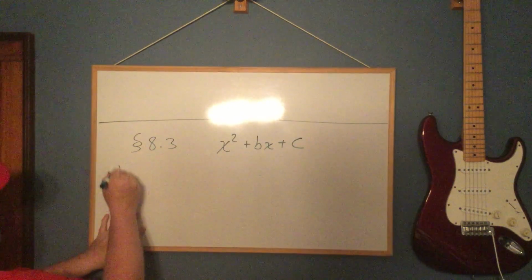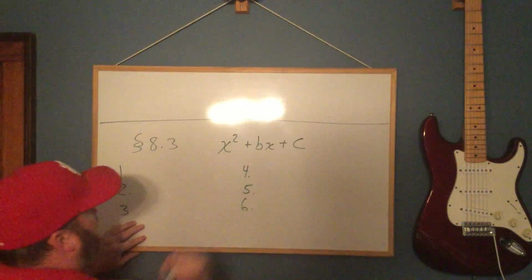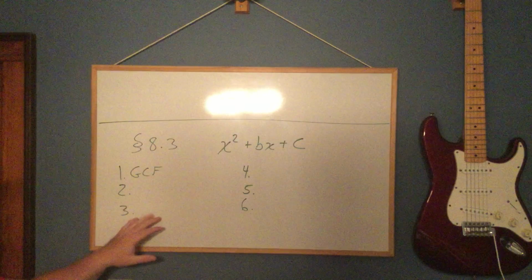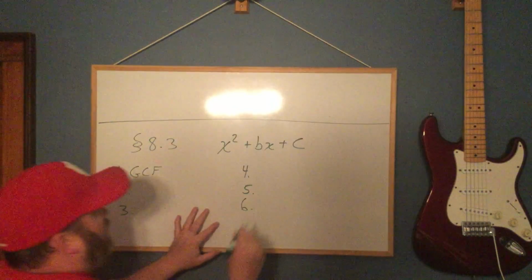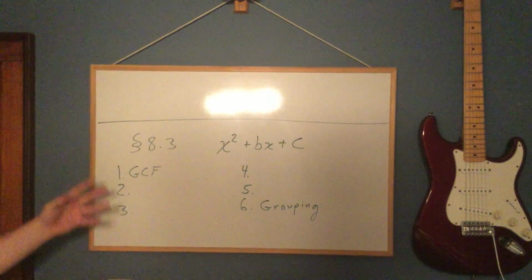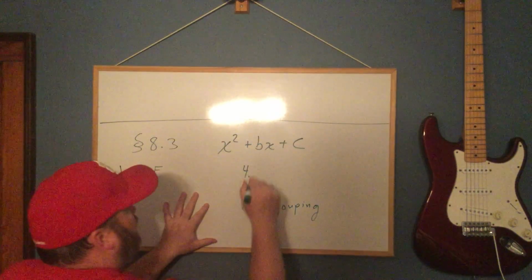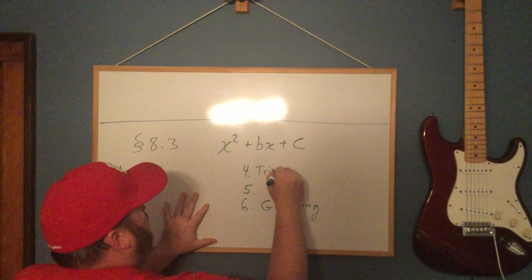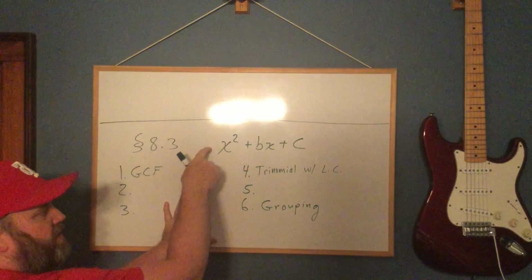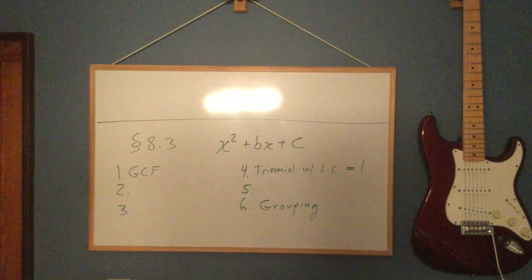So if we go back to our list of 1, 2, 3, 4, 5, 6 things, so far we know to always get the greatest common factor first, and then we also learn the last thing, which is grouping. Well, you would think maybe this would fall in on this side at 2 or 3, but it's actually the fourth thing you're going to end up looking for when you throw everything together, and this is called a trinomial with the leading coefficient, meaning the number in front of this x squared, equal to 1. Okay. So that's what we're going to factor in section 8.3.